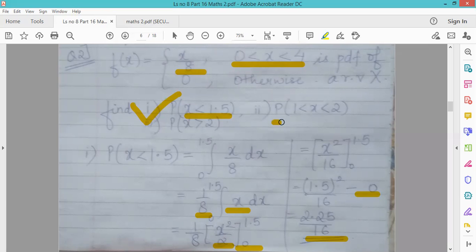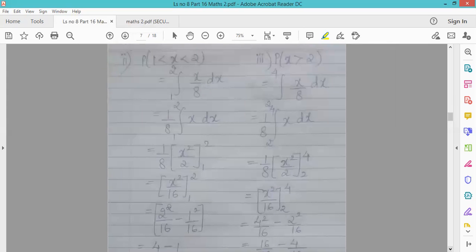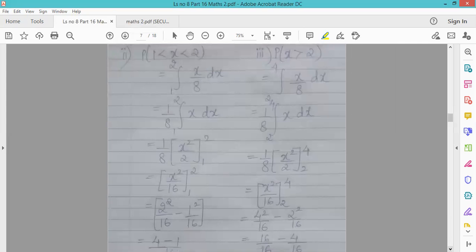Chalo, moving on to the next sum. Can you give me any guesses? What will be the integral of the second probability, 1 less than x less than 2? Very good, class. So you'll take the integral 1 to 2. Very nice. What about x greater than 2? X greater than 2 मतलब 2 से बड़ा, लेकिन maximum up till where you can go is 4. So what limit will you take for the third one? 2 to 4. Okay.